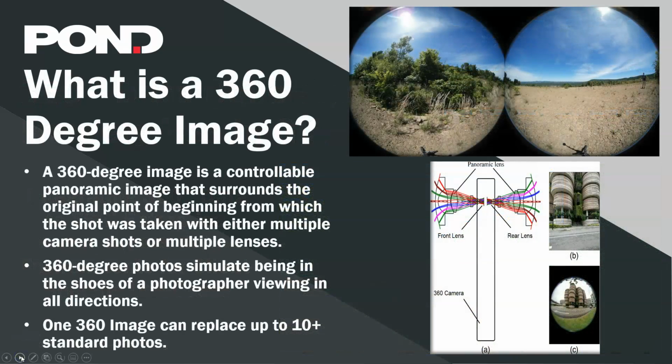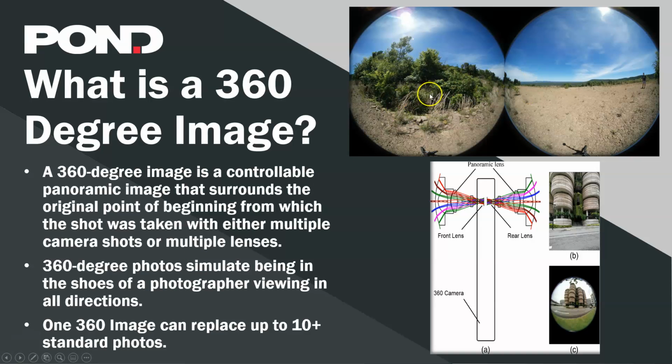That's right. So what is a 360-degree image? A 360-degree image is a controllable panoramic image that surrounds the original point of beginning from which the shot was taken, with either multiple camera shots or multiple lenses. 360-degree photos simulate being in the shoes of a photographer viewing in all directions. One 360 image can replace up to 10 plus standard photos.